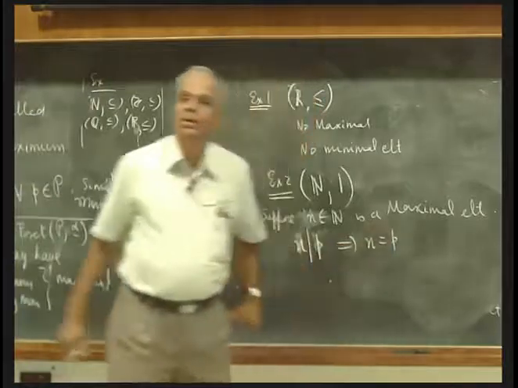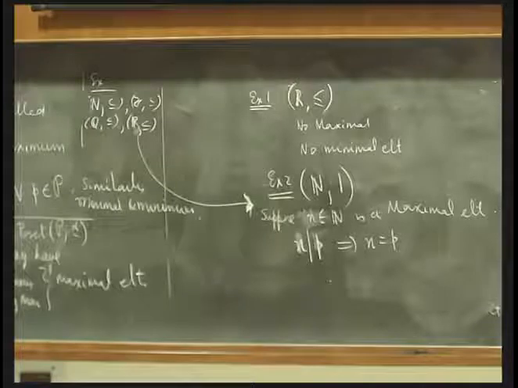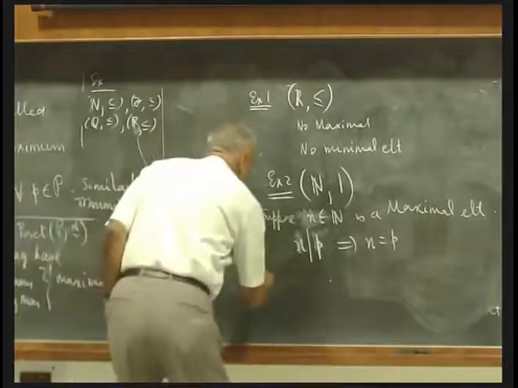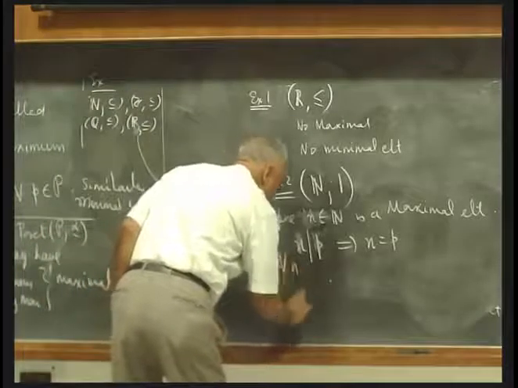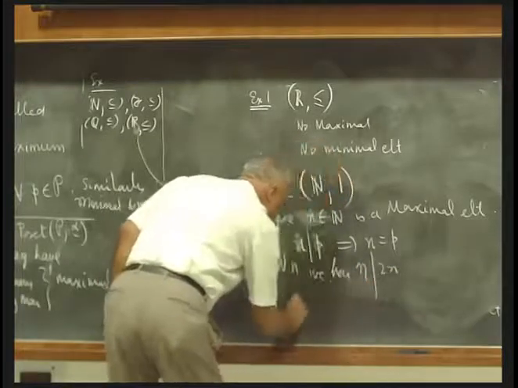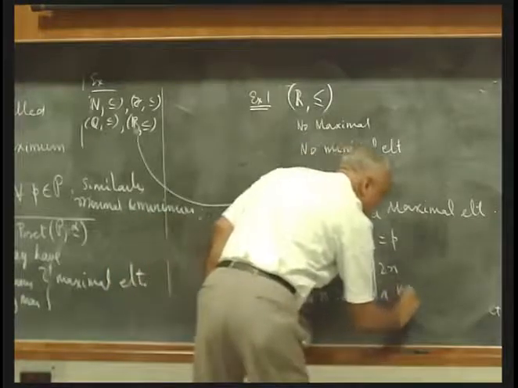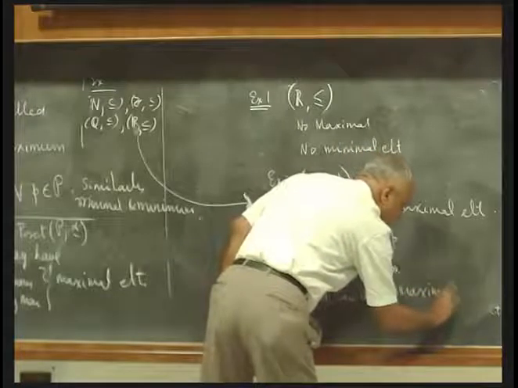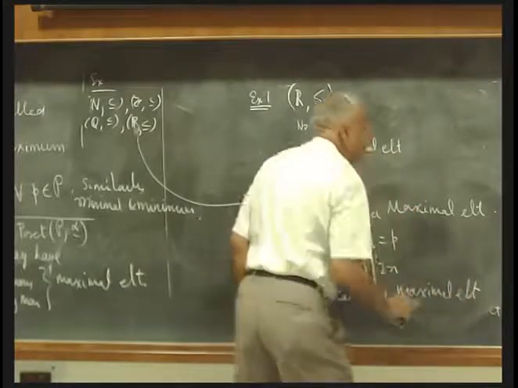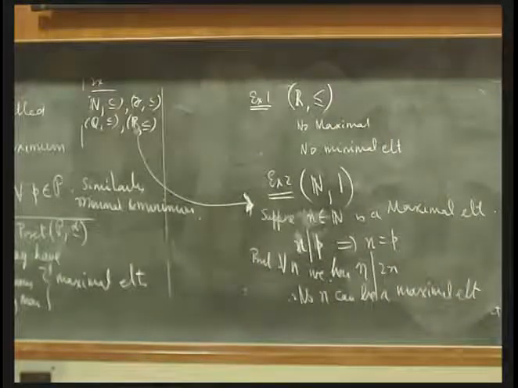Is that true? For every N, somebody beats him. Who? 2N, 3N, 4N, 5N, all beat them. So for every N, we have N divides 2N. Therefore, no N can be a maximal element. So there is no maximal element in this poset. What about the minimal element?